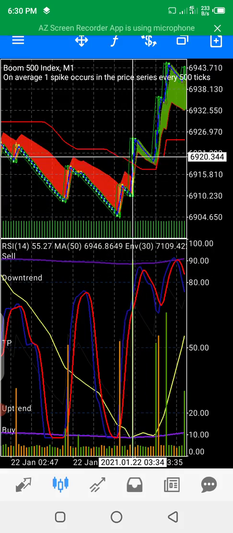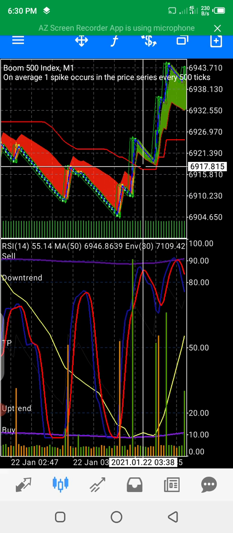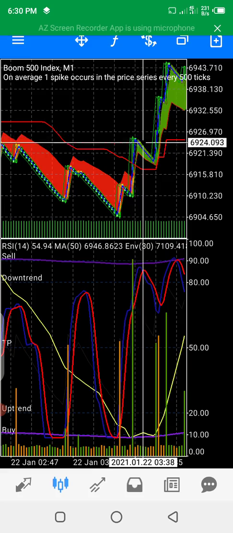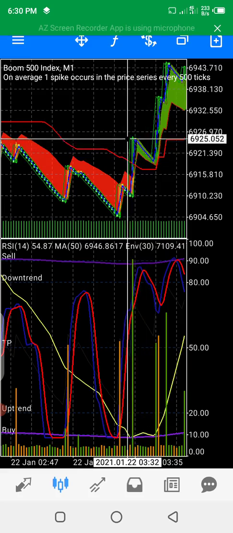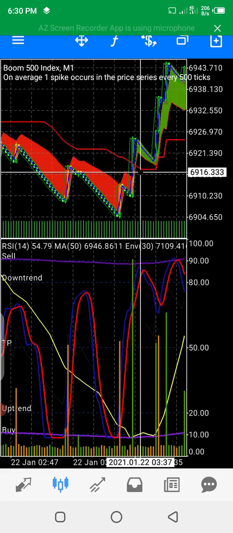Look at the color on our Ichimoku. It's green. Green, it's time for us to start catching spikes. Catching the big fish has now started. The time for us to start catching the big fish has started from here.